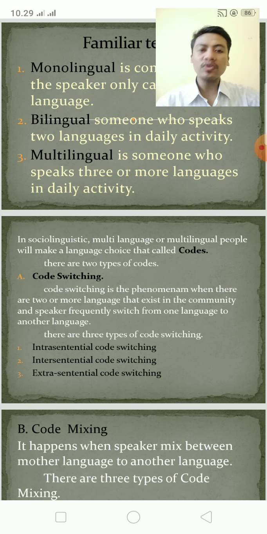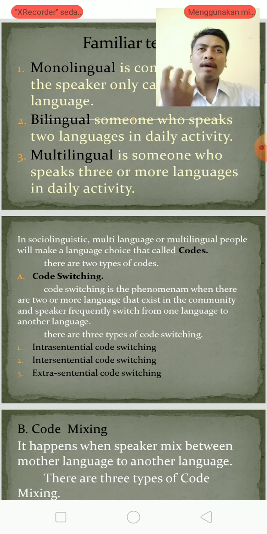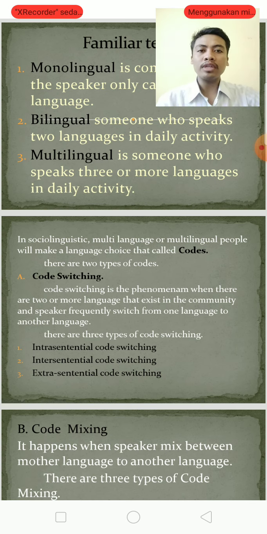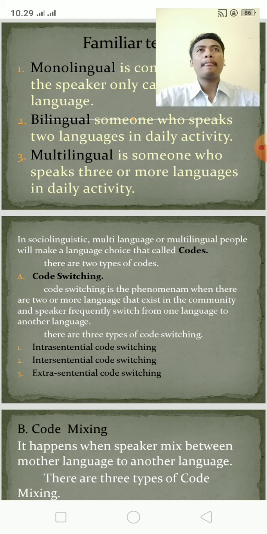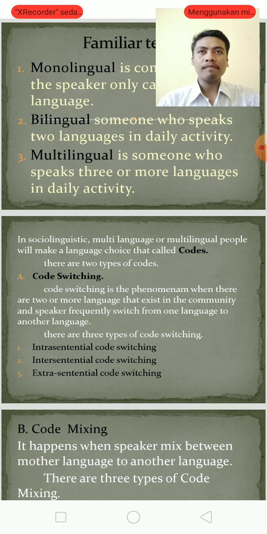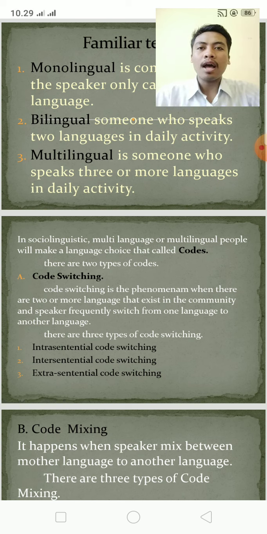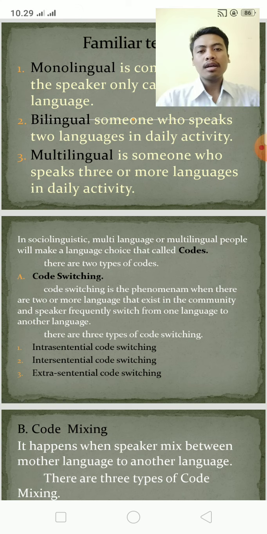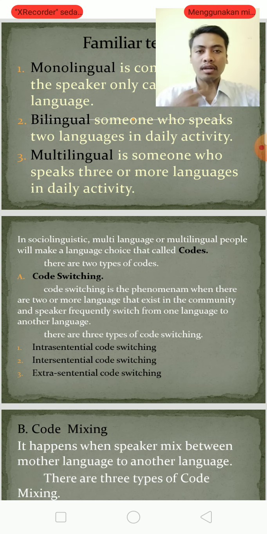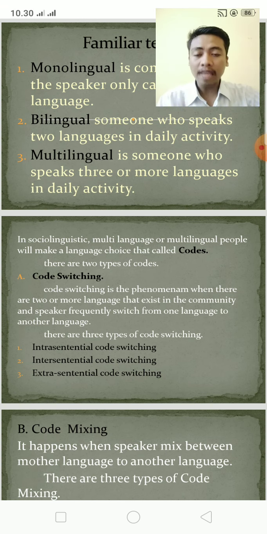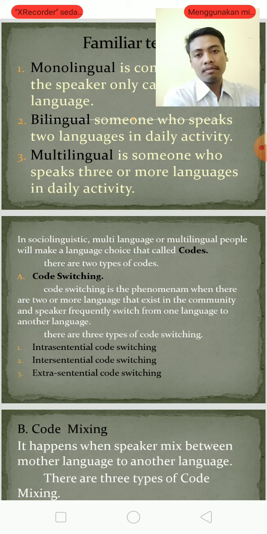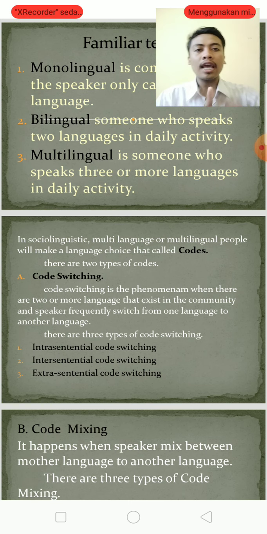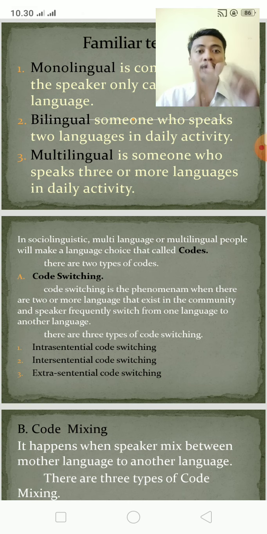The first one is intrasentential. Intrasentential is a phenomenon of switching two languages in one sentence. For example: beginilah aku. I am a kind person, I'm polite, I'm humble, and so on. That was the example of intrasentential, because there are two languages, Indonesian and English, in one sentence.